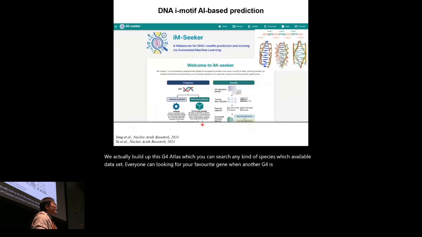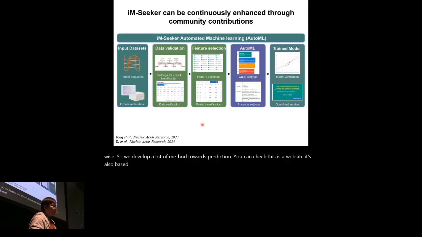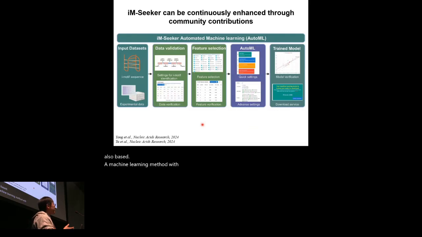I won't go into details, but we are also interested in another type of tertiary structure called i-motif, which is a C-rich motif, also very interesting in its architecture and structure-wise. So we developed a lot of methods towards prediction. You can check this website. It's also based on a machine learning method. We developed it as automated machine learning, so you can update it all the time as well.